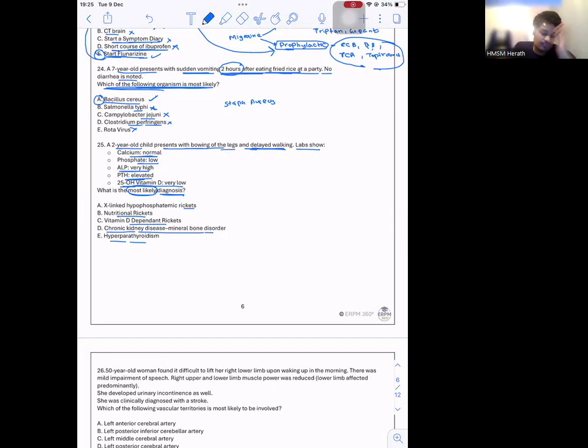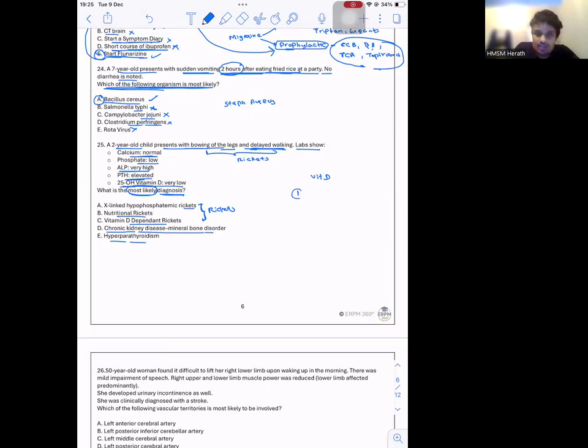Now, with these symptoms, bowing of legs and delayed walking, we can assume that the child is having rickets. But what type of rickets is the child having? First, we should understand how vitamin D activation occurs in the body. Vitamin D we get from the sunlight as well as from diet.